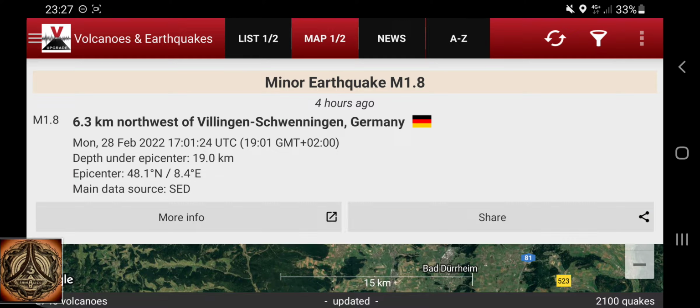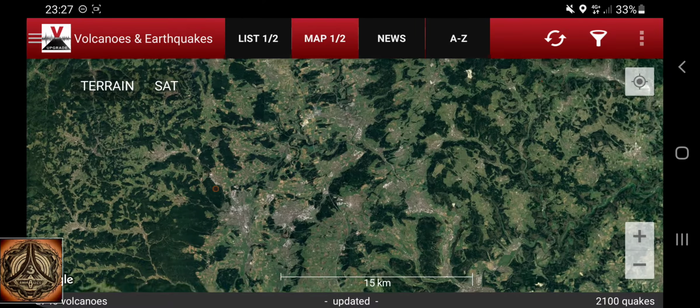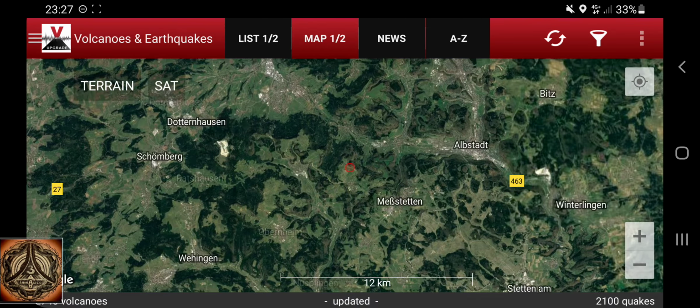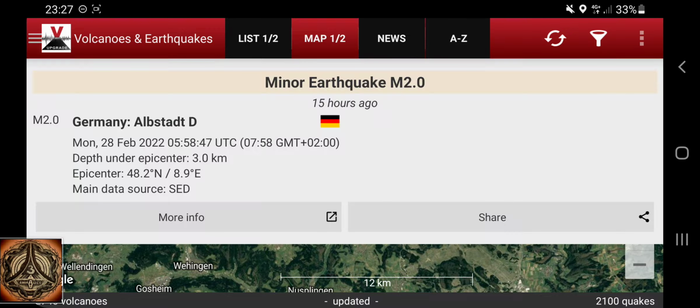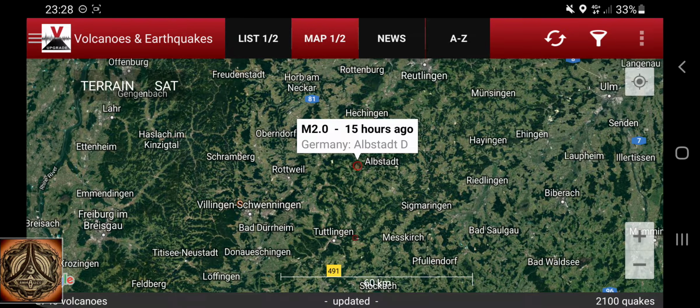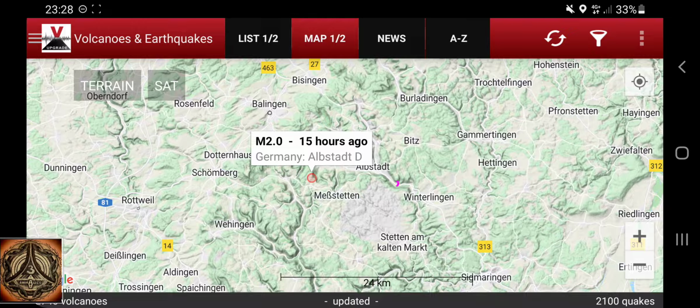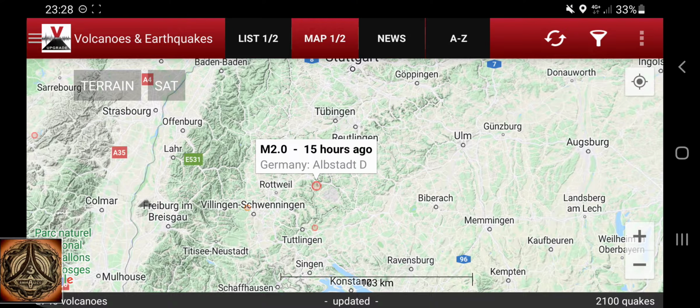Another one, 19 kilometers. So why is it orange? Yeah, it is actually. And then Albstadt, 3 kilometers in depth. And near Albstadt, we have this region here, which is gray for some reason. I don't know why. There's nowhere else any similar patch of gray. I don't know.